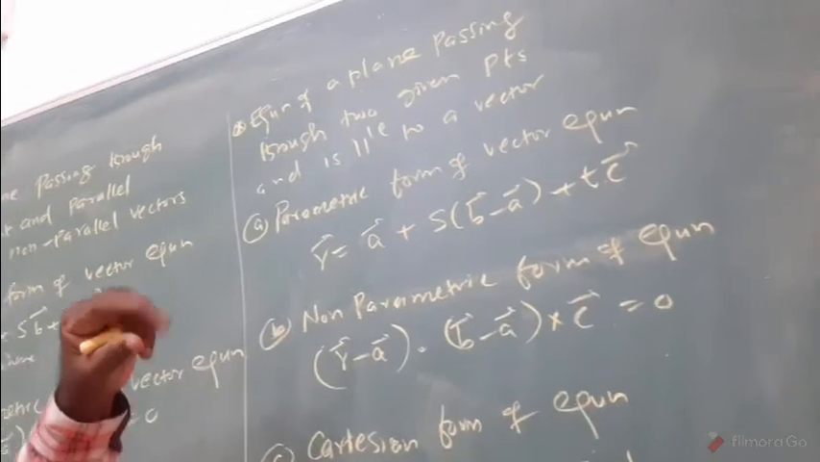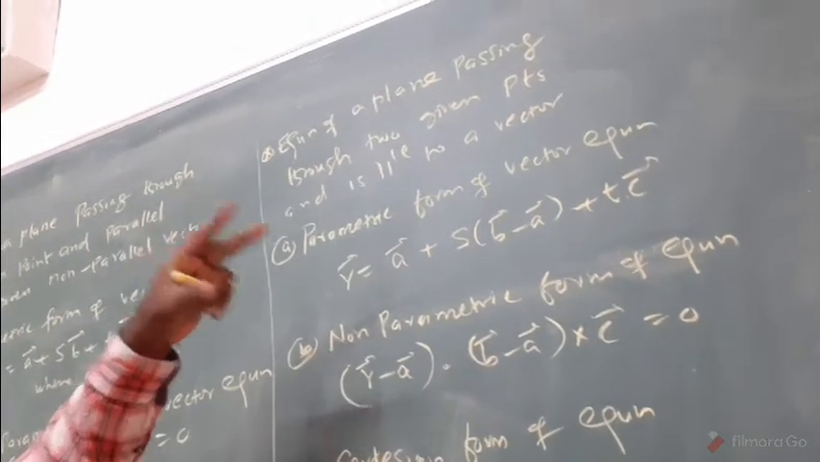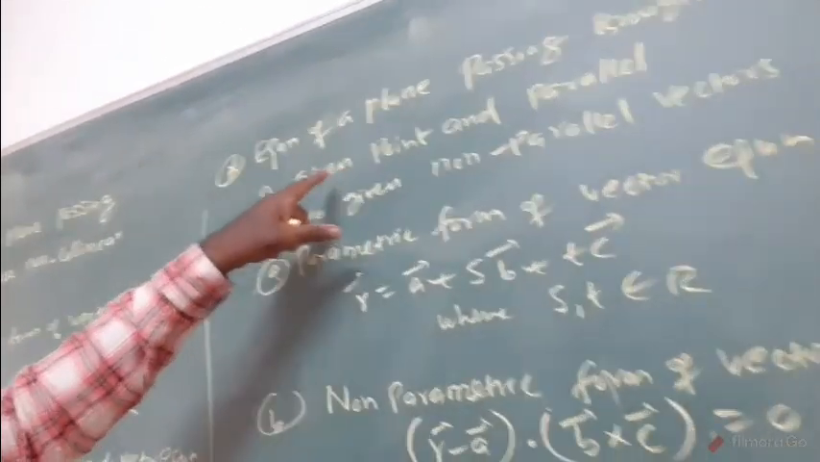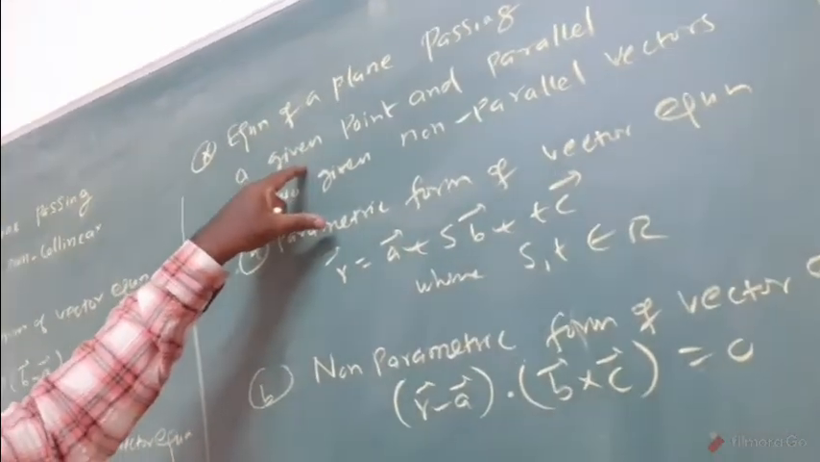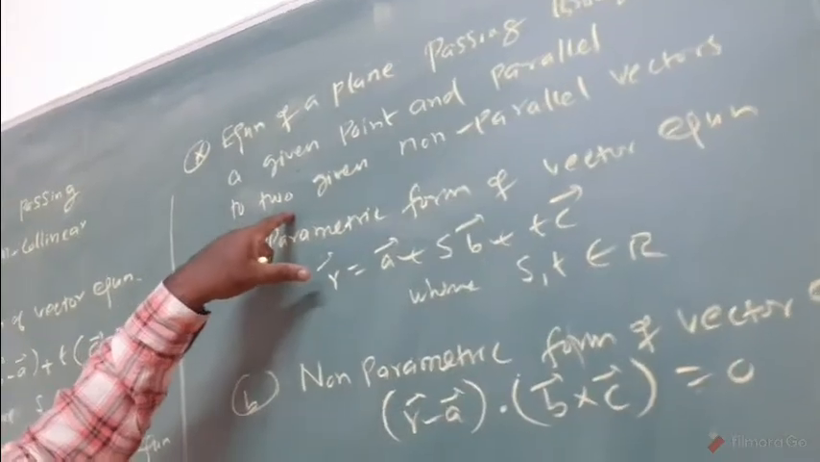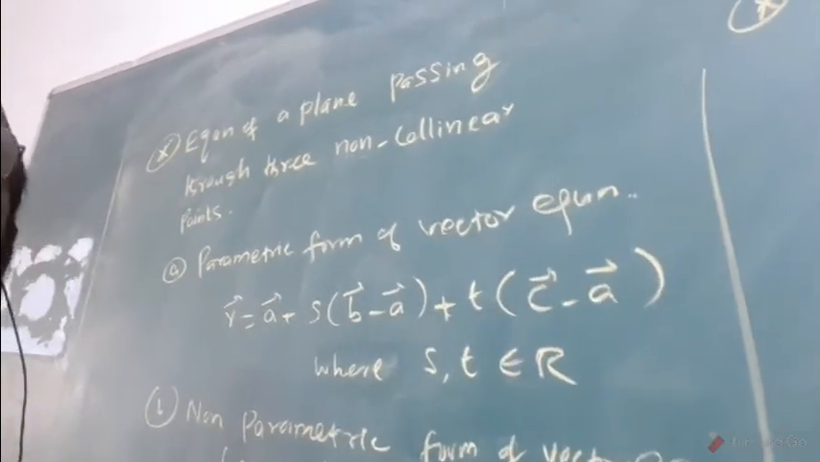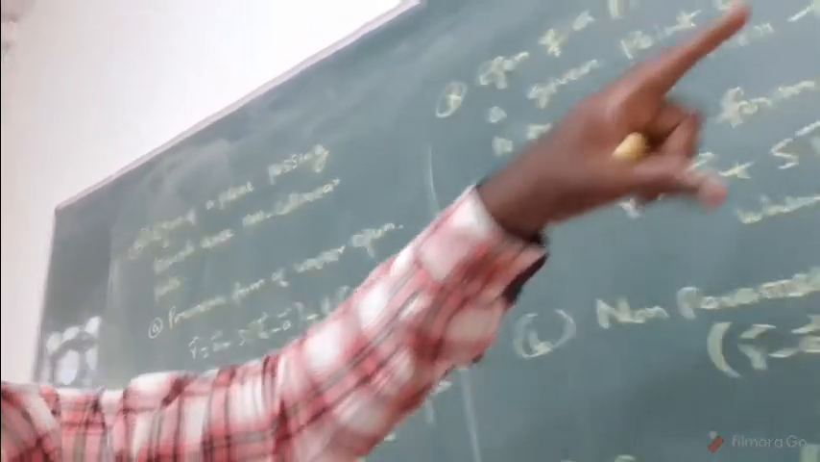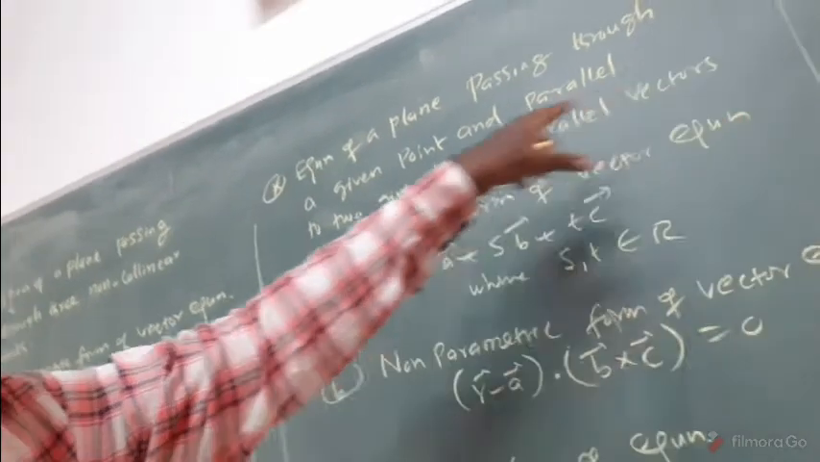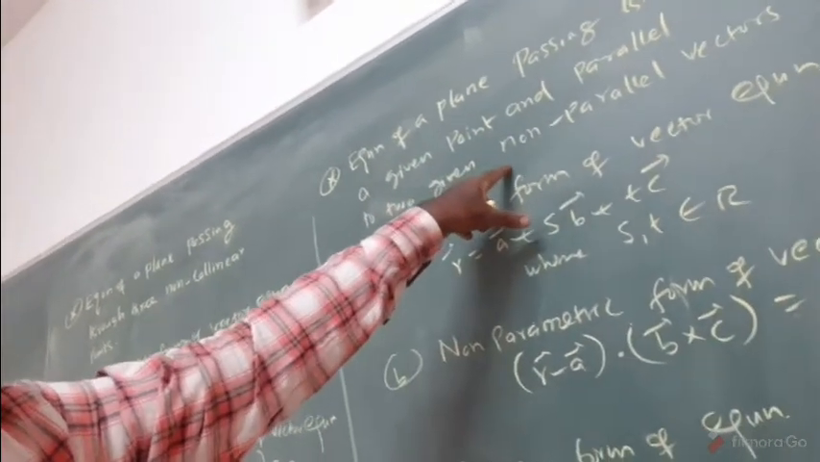That means two points, one vector. Similarly, the next one is what? We are given one point, parallel to two vectors. Here the last one is all three points. In this way, we have three formulas. In all three formulas, here it is one point, two vectors.